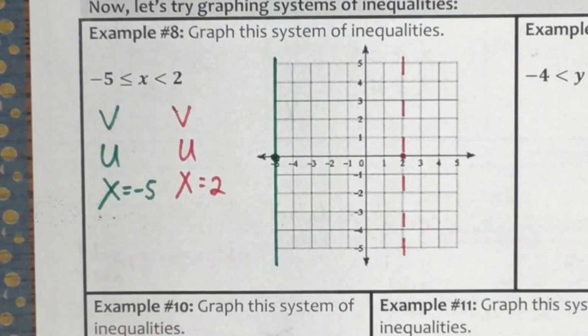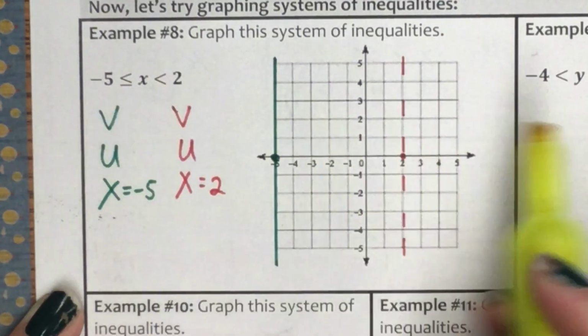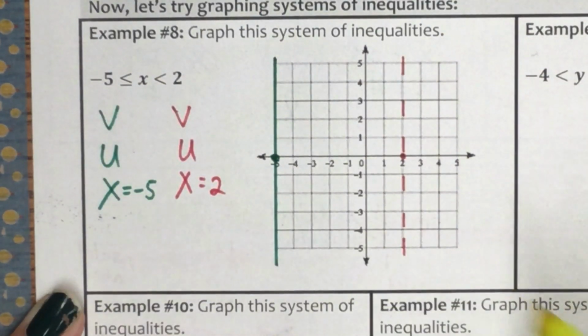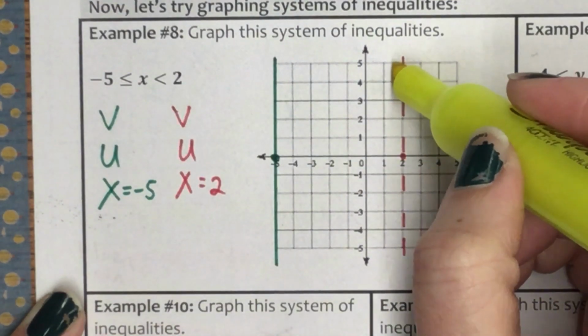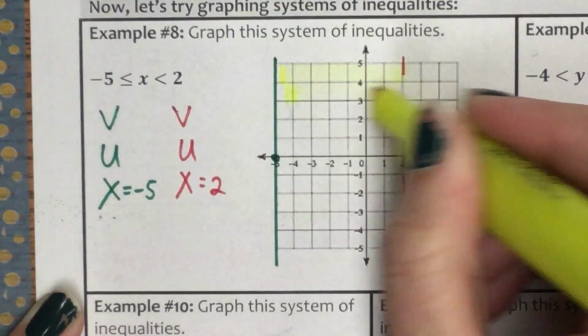And then we are going to shade in between. That's because x is larger than -5, so it's all the stuff over here on the right, and x is less than 2, so it's all the stuff to the left of the red line. The overlap part is here in the center.